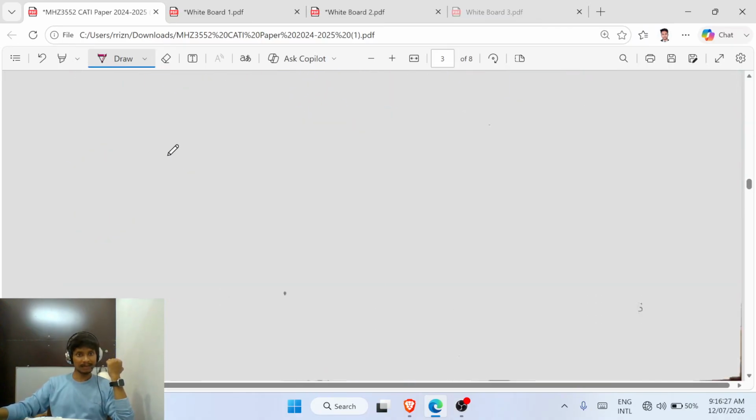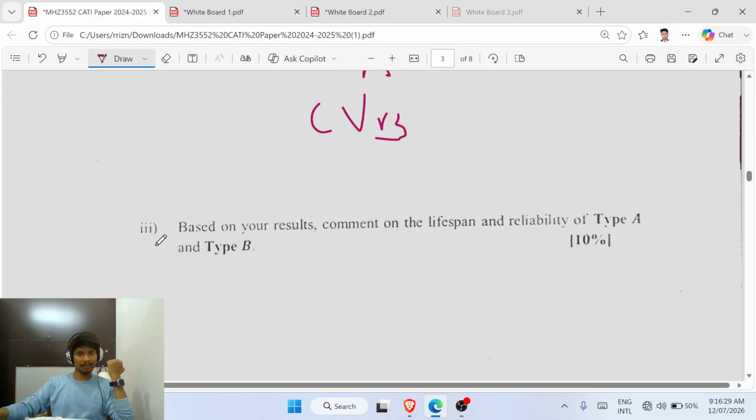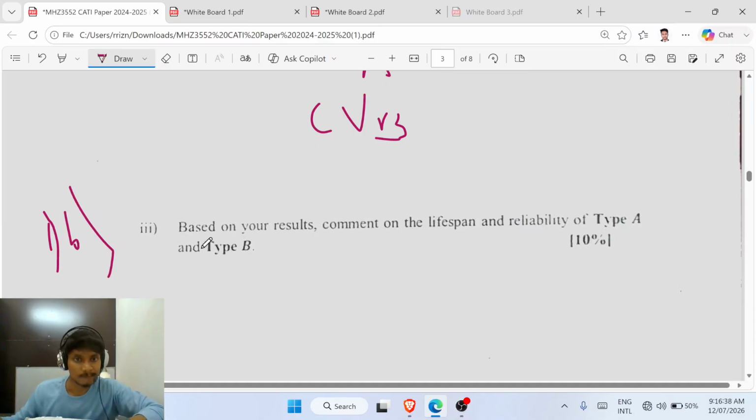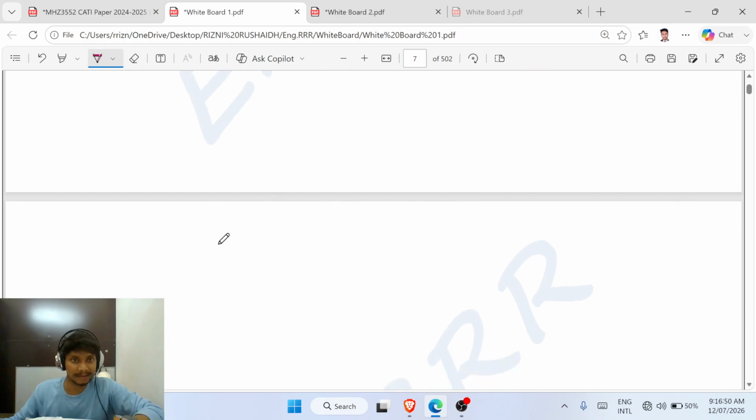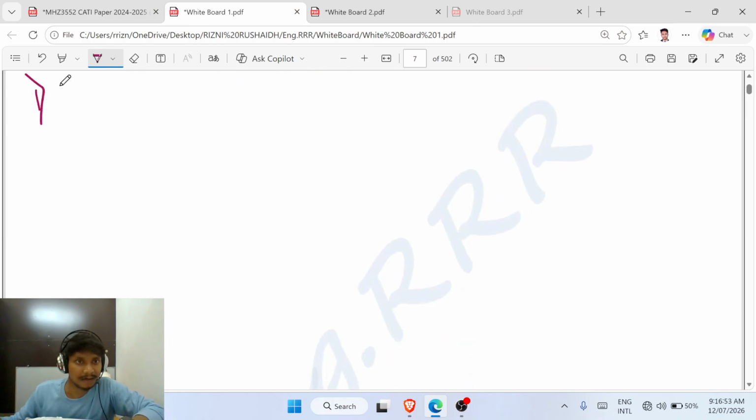Now let's move to the third question of part B, the 1B3. Third question of part B of question 1: based on your results, comment on the lifespan and reliability of type A and type B. Here, how to comment? Now we have to answer 1B3.